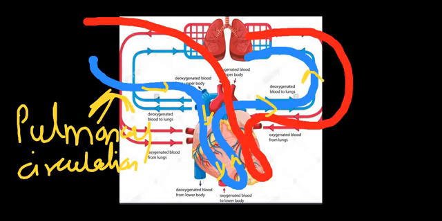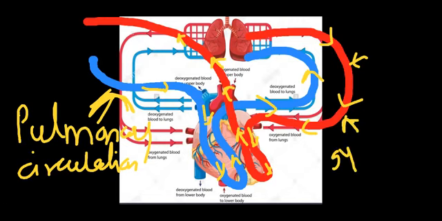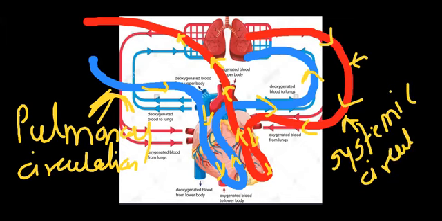Okay, and now look at this red line. Direction of flow from lungs to heart, okay, and from heart back to the other body parts. Red line wala circulation. This is called systemic circulation. Remember this word, don't get confused. Sometimes children write systematic circulation. No, it's not systematic.